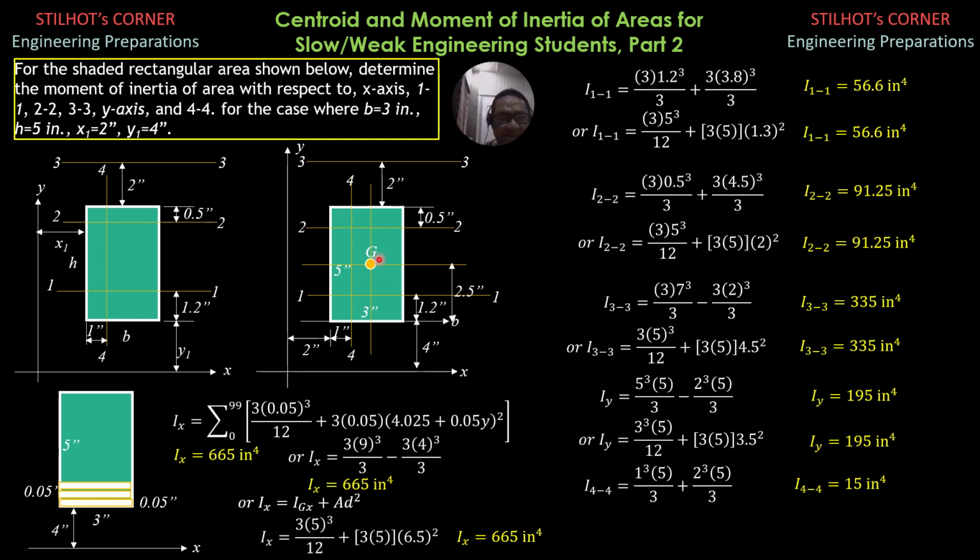And finally, by transfer formula, moment of inertia of rectangle with respect to the centroidal axis, b cubed times h over 12. So 3 cubed times 5 over 12 plus area 3 times 5, and this distance is 1.5, half of 3 minus 1, so 0.5 squared. So it will be 3 cubed times 5 over 12 plus 3 times 5 times 0.5 squared, and that is also 15 inches to the fourth. So that's it for this video.